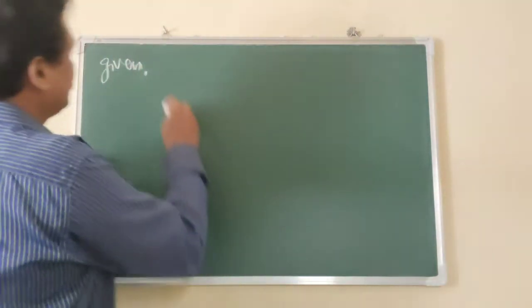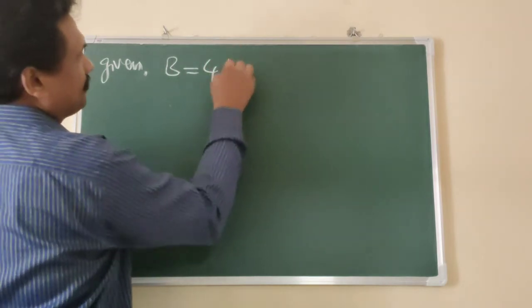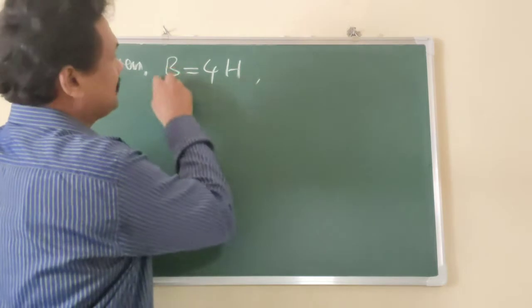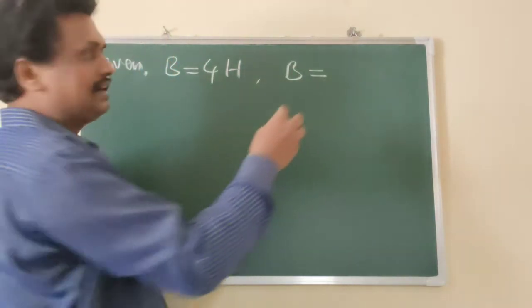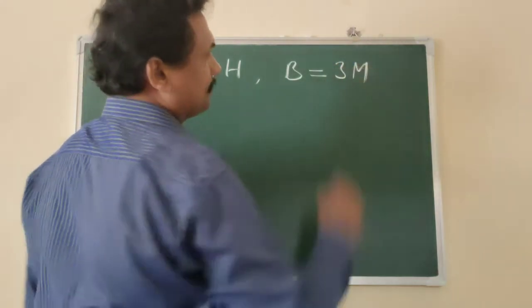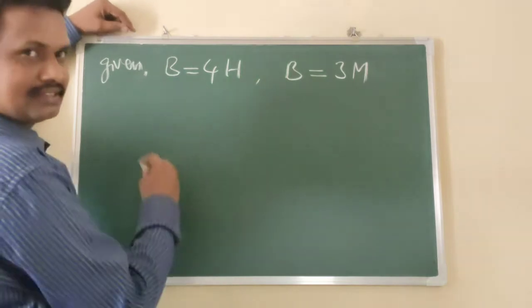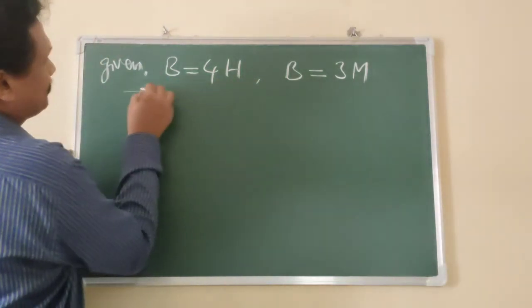Okay. Here it is given that the number of apples brought by Bill equals 4 times Harry's. The same number of apples brought by Bill equals 3 times Martin's. Okay, this one is given. From this idea, these two clues are given. From these clues, get the ratio in this manner.